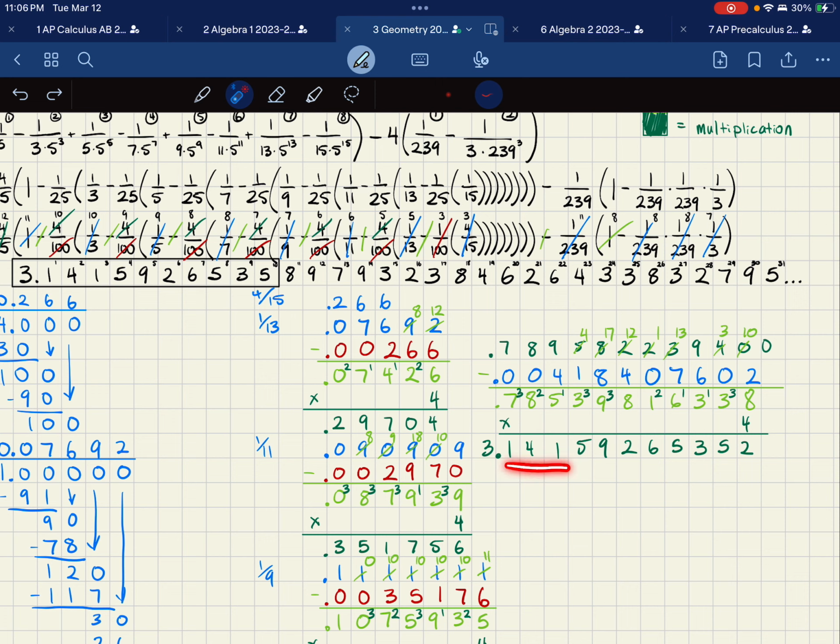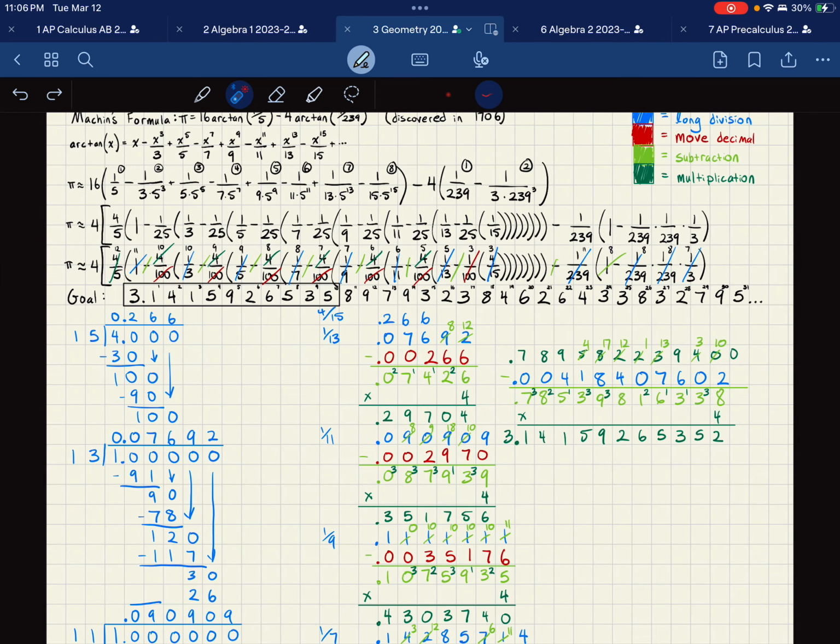141, 141, 592, 592, 6535, 6535. Oh my God, finally got it. So this is an improvement on last year's class where we all got a 6 here. We now got a 5 here. We took it one step further. We went all the way to 15 instead of 13. Wow, we did it, guys.